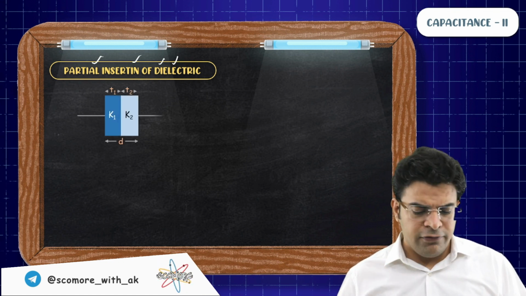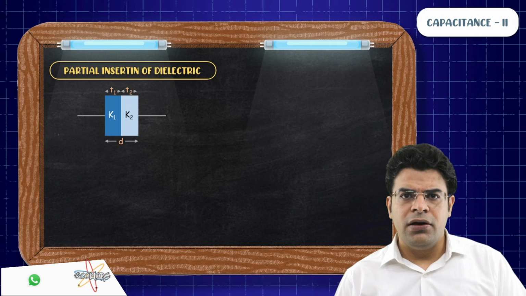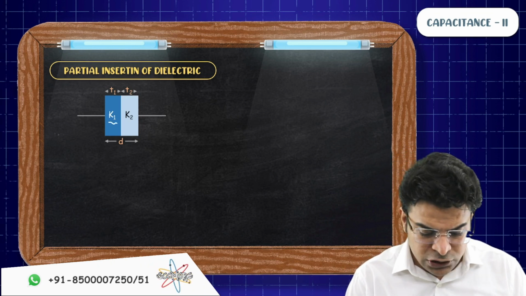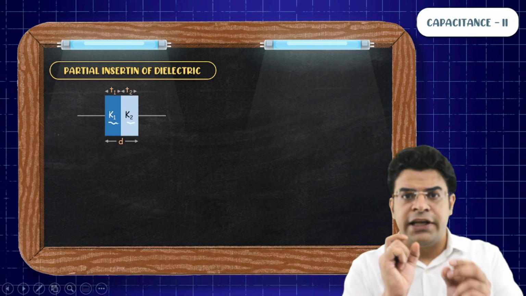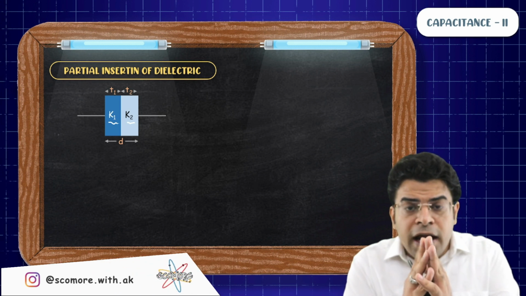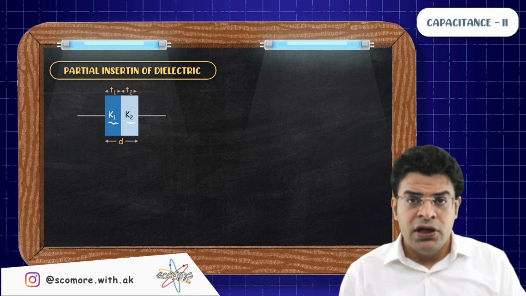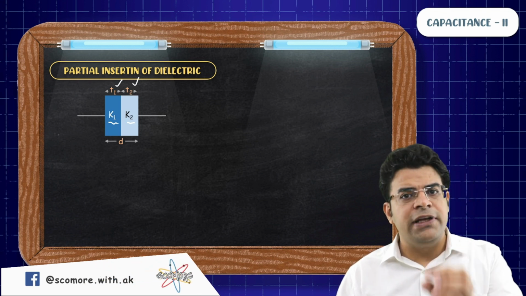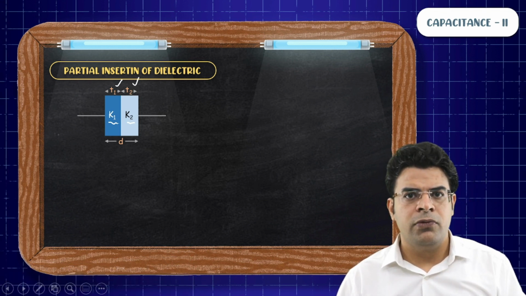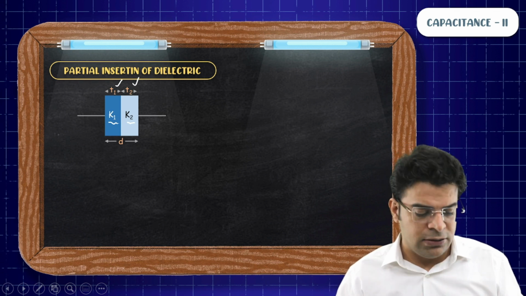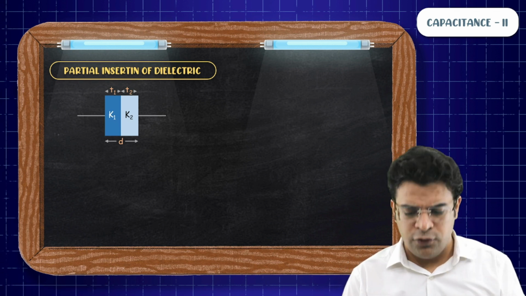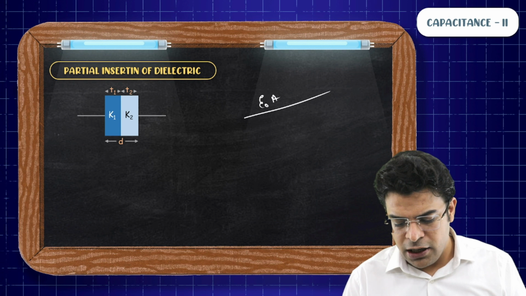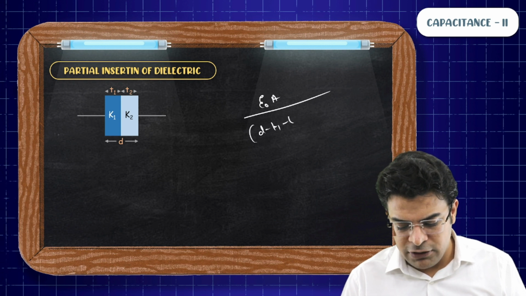What if I give you a case like this? Here you can see that you have placed two dielectrics of dielectric constant k1 and k2, but you have filled up the entire space between the plates. These two dielectrics have thickness T1 and T2, but the entire space between the plates has been filled up. Now, what will be the capacitance of this system? You can say, sir, I will use the same formula, epsilon naught A upon D minus T1 minus T2 plus T1 by K1 plus T2 by K2.